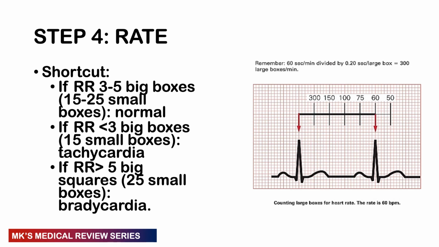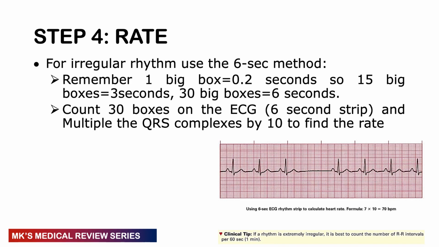A nice hack or shortcut I like to tell my students is, if you have 3 to 5 big boxes, most likely your rate is normal. If you have less than 3 boxes, meaning your waves are very close to each other, most likely this is a tachycardia. If your waves are far apart, more than 5 big boxes, this is most likely a bradycardia. So keep this hack in mind.